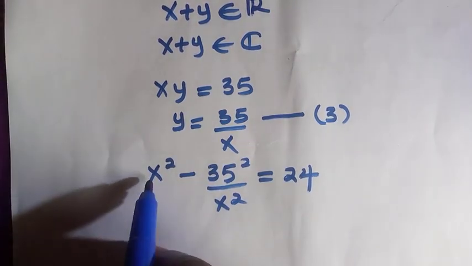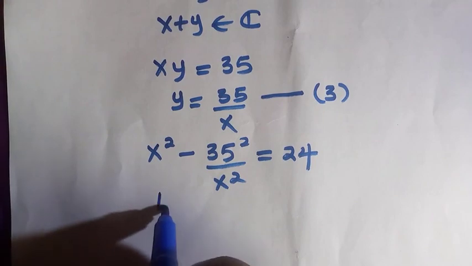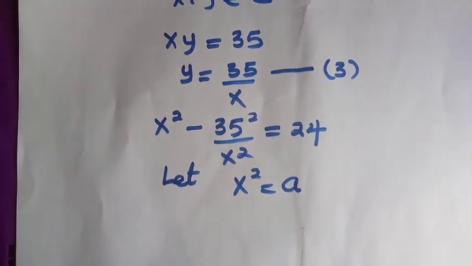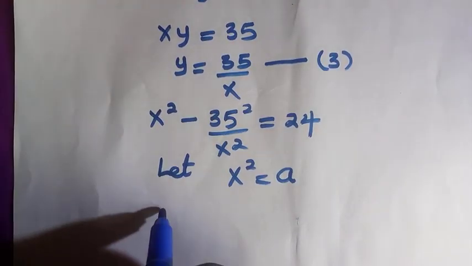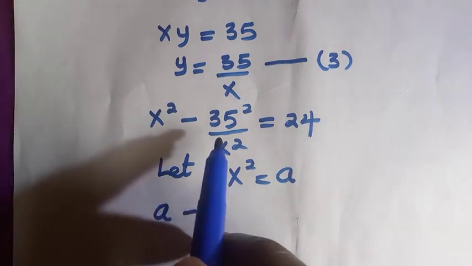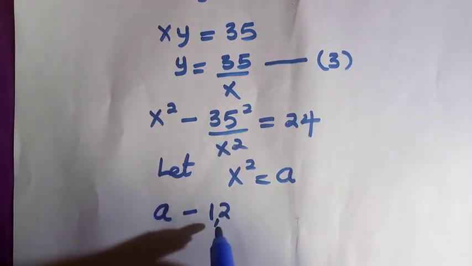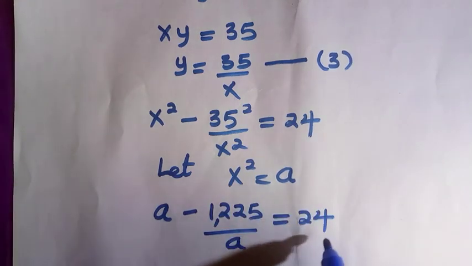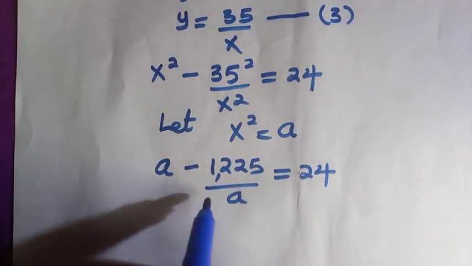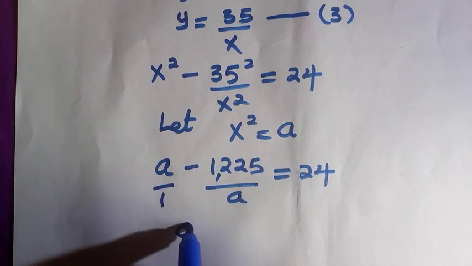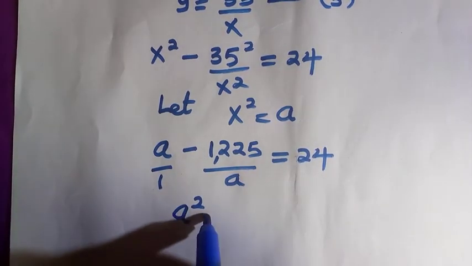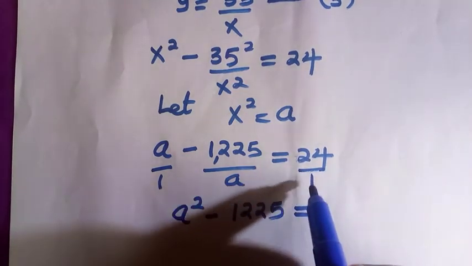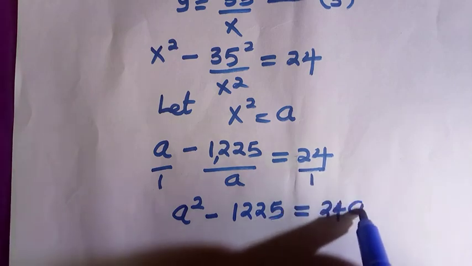So we have x squared common. Instead of cross multiplying, I'm going to let x squared equal any other letter. So let me choose a. That is, anywhere we see x squared, we are replacing it with a. Therefore, we have a minus 35 squared, which is 1225, divided by a equals 24. So by cross multiplying and finding the LCM, we have a squared minus 1225 equals 24a.